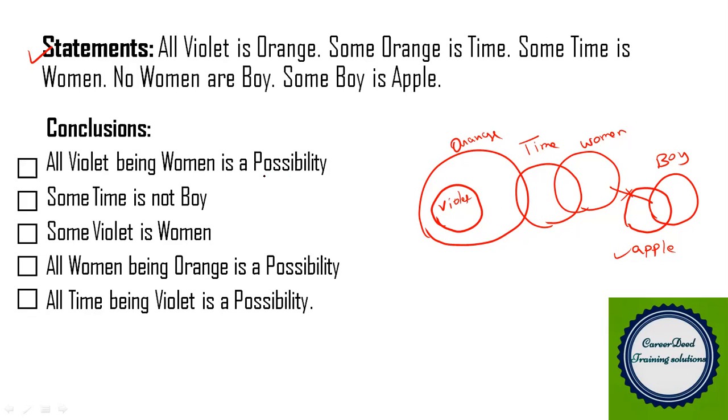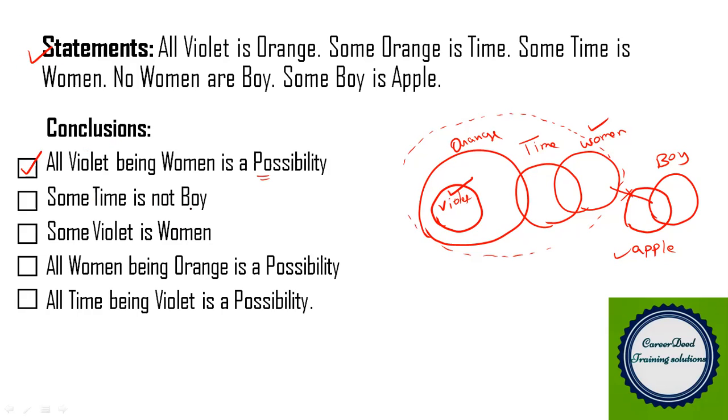So they are giving it as a possibility. Definitely we can't establish any relationship between violet and women as per the statements, but they are giving it as a possibility. Possibility means we can also plot a picture like this, right? They said that some part of time is related to women, so you can also draw women like this. Some women are time, right? And as per the given conclusion, all violet being inside women is a possibility. If it is given as a possibility, then it is correct. But if they definitely say all violet is women, then it is wrong. So if it is given as a possibility, the first conclusion is correct.